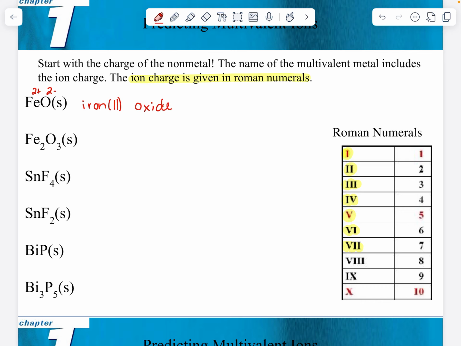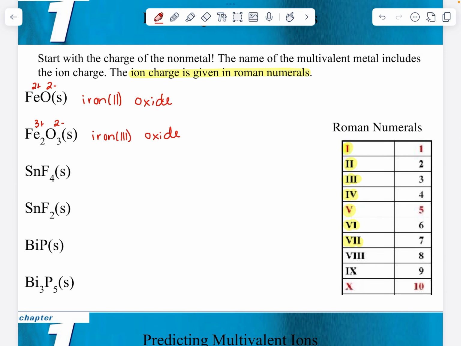Okay. In the second example, again, oxygen's negative 2. That would give me 6. So this must be the 3 plus on that side. And so this one is iron(III) oxide. Okay, another example. Fluoride is always negative 1, and we have 4 of them. So that means that Sn, which is tin, must be the 4 plus version. So this one would be tin(IV) fluoride.